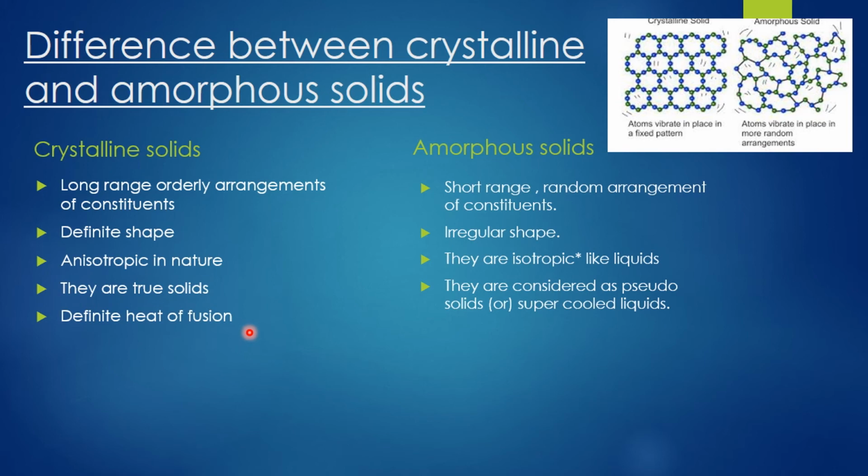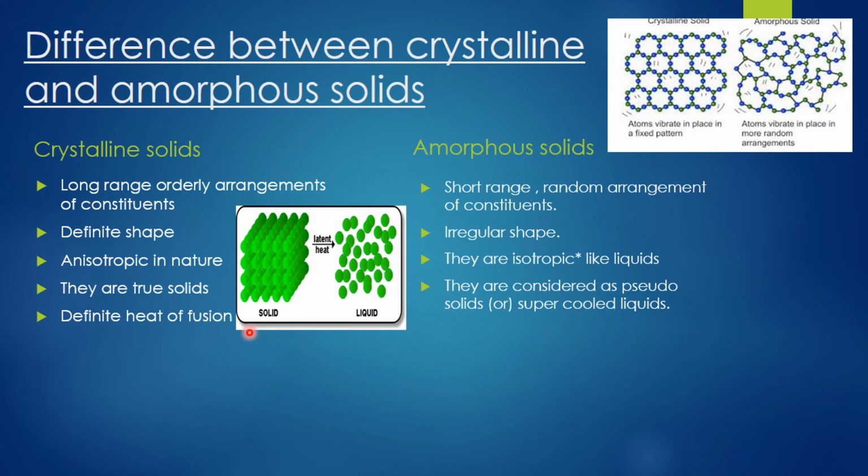So for a solid, due to its perfect packing, it has a definite heat of fusion. But when you come to the amorphous solid, it does not have a definite heat of fusion. For example, crystalline solid sodium chloride has its definite heat of fusion, but glass and the like will not have that.